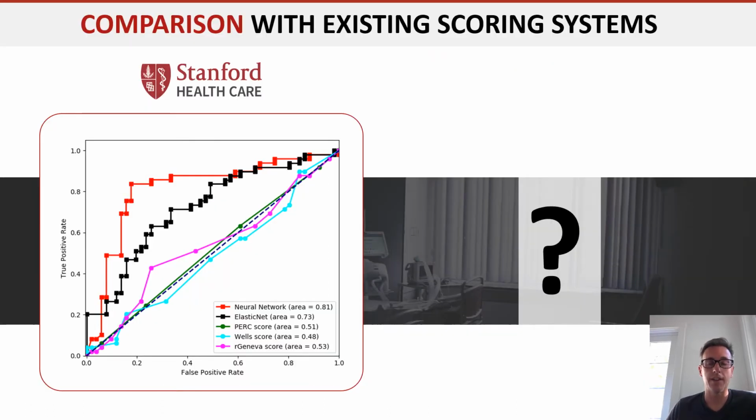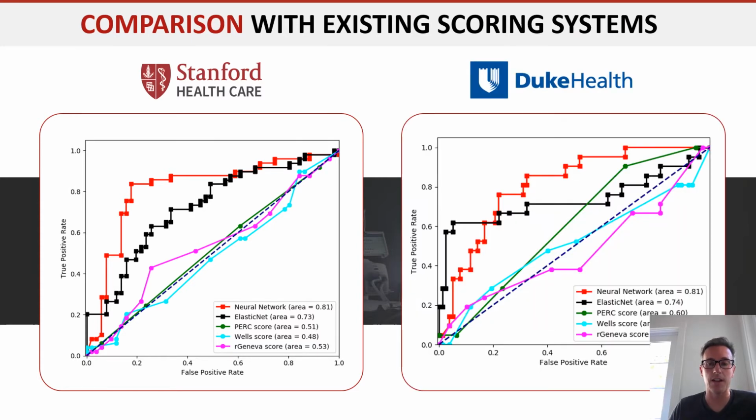And so to look at this, just like we do with our other models, we wanted to see how our performance was against what our traditional rules-based or scoring systems that humans would use. And we found that in the Stanford healthcare system, where the model training data came from, the neural network actually performed the best. And we also did external validation, just like in the other case, in this case with Duke, and found that the model was robust to external validation.